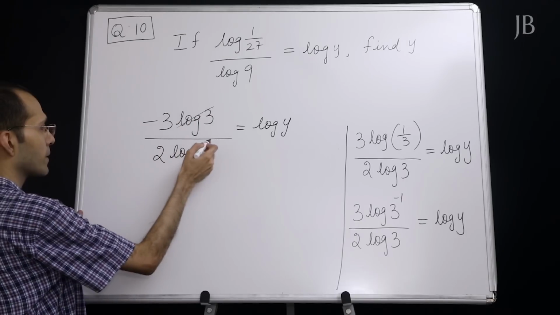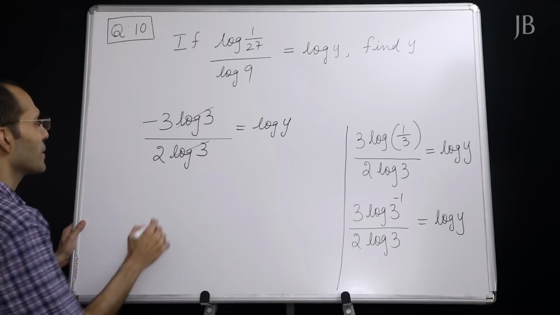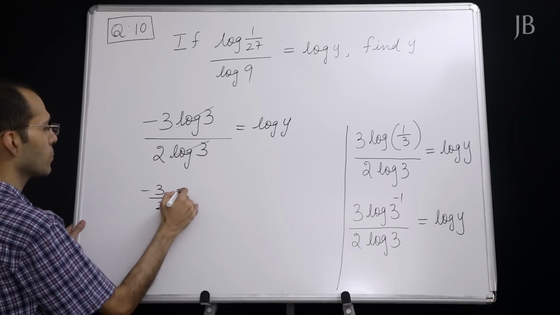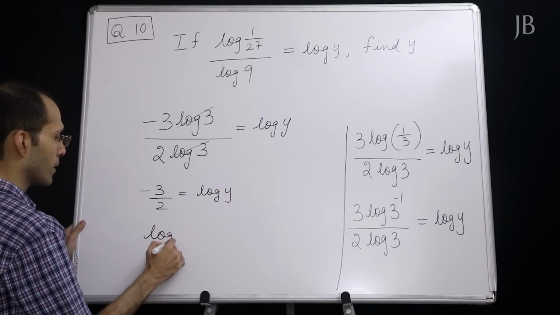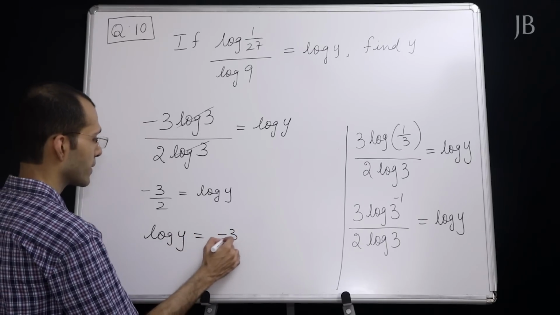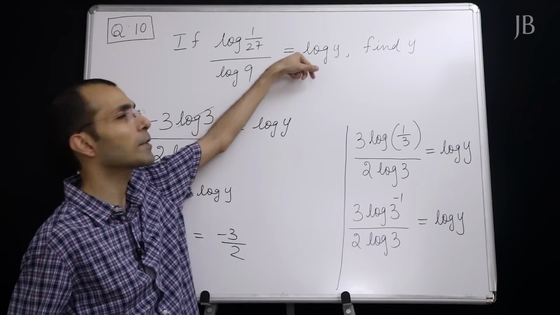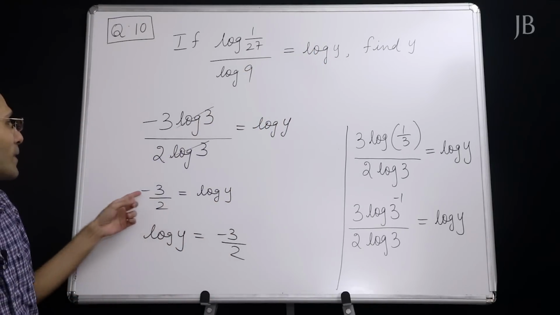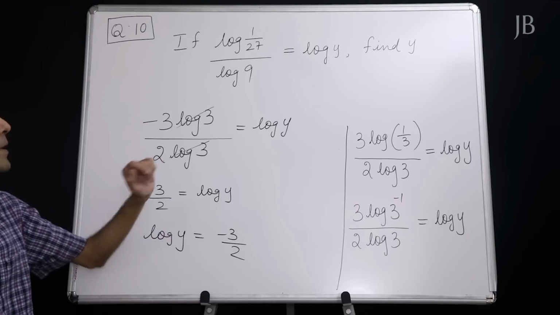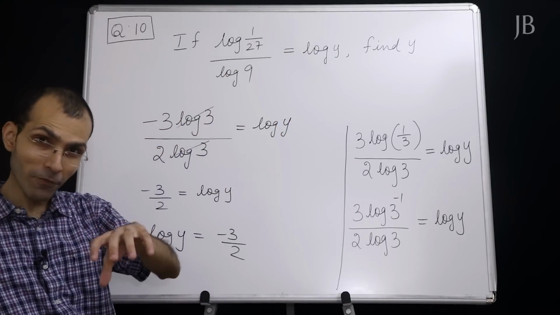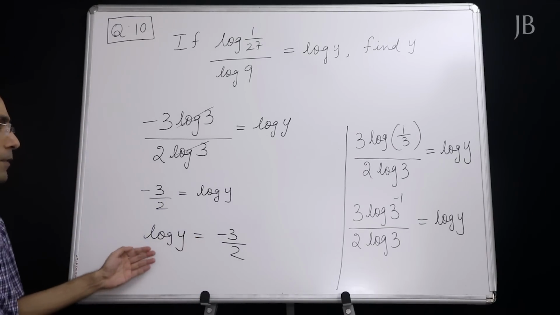Now see, this log 3 and this log 3 can get cancelled. So we are left with minus 3 by 2 is equal to log y, or log y is minus 3 by 2. Now sometimes they won't give log y here, they will just give it equal to y. Then our answer would be done, because then minus 3 by 2 would have turned out to be y and we had to find y only. But here they have given log y, so we will have to find y from log y. So the answer doesn't end here because this is the answer for log y.